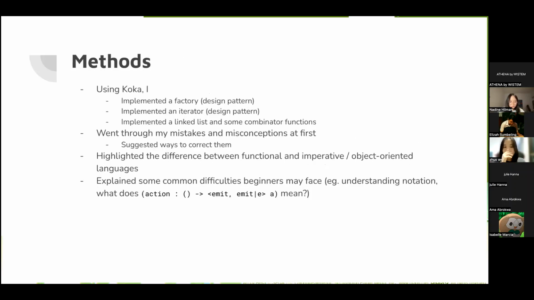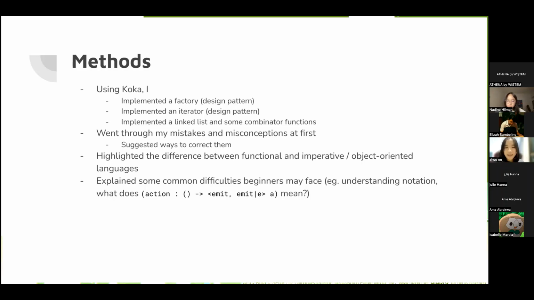In this paper, I go through my experience implementing a factory design pattern, a linked list, and also some combinator functions. I also implement an iterator for the linked list, tying into the iterator design pattern. I tackle some problems that beginners may face while learning a language with incomplete documentation such as Koka. For example, the matching section, which is used to compare enums in Koka, was missing. I also had some trouble understanding notation at first.